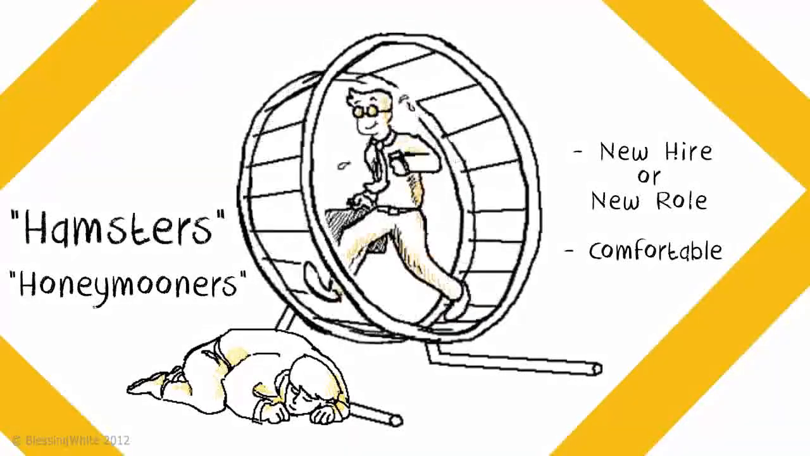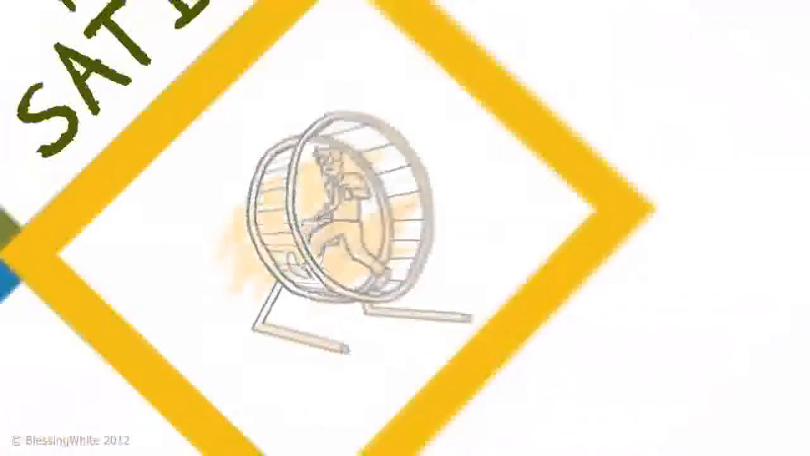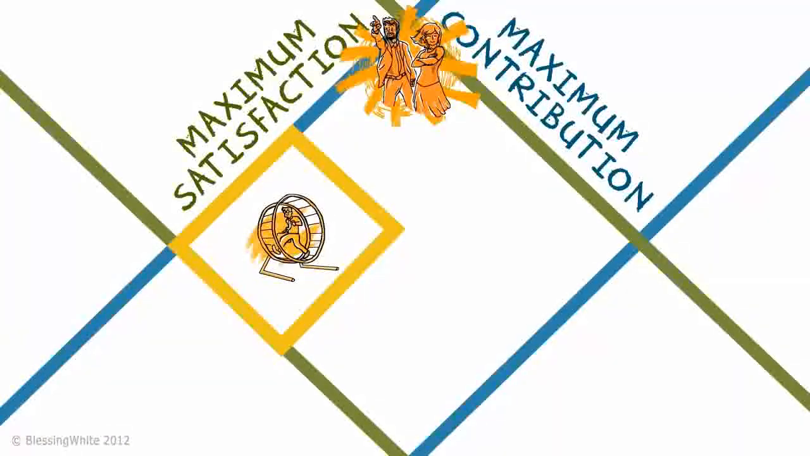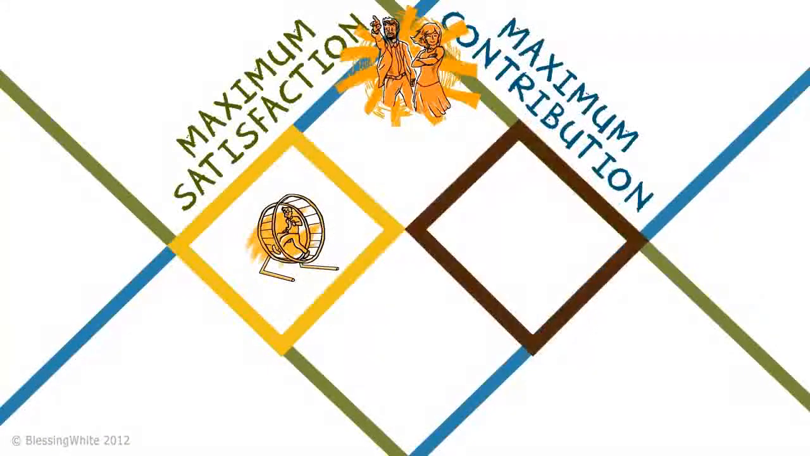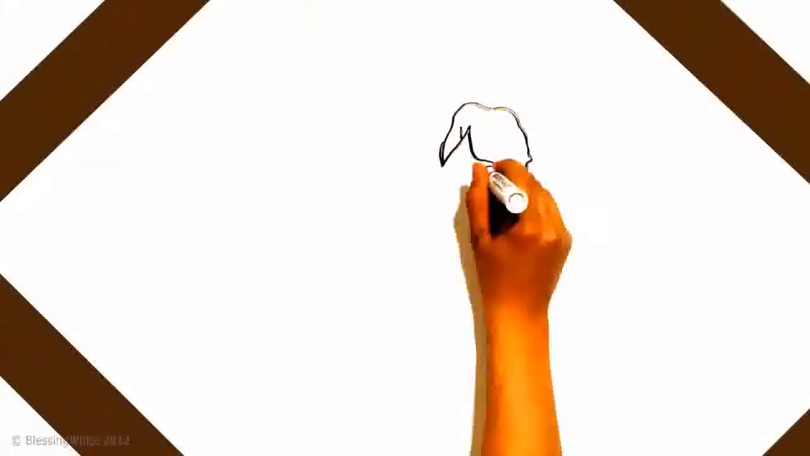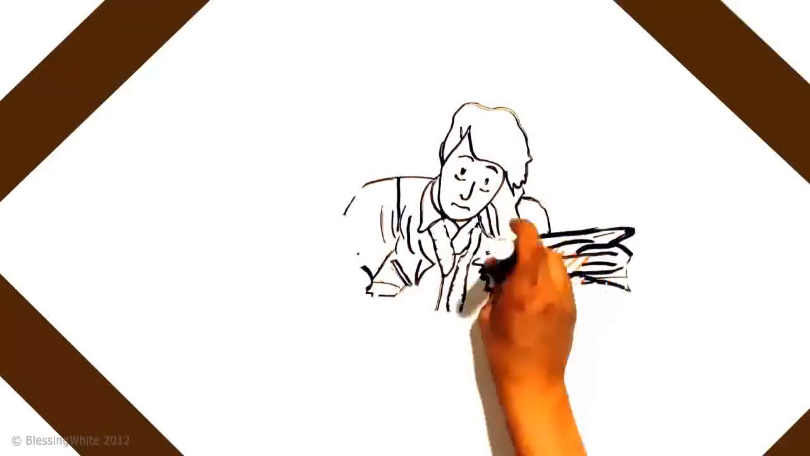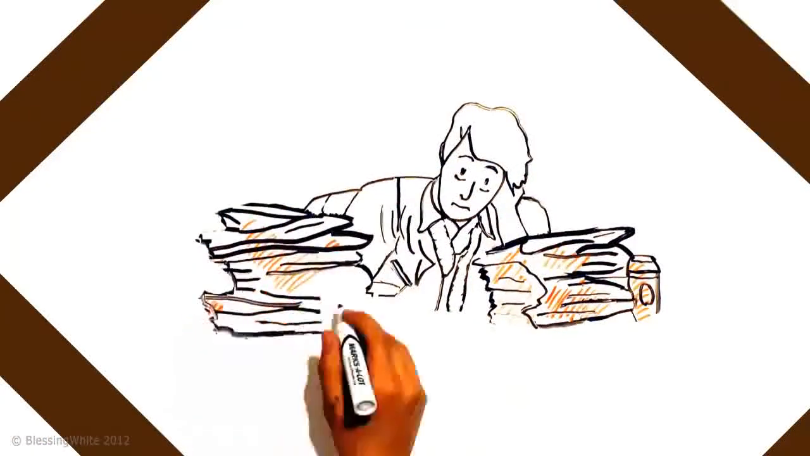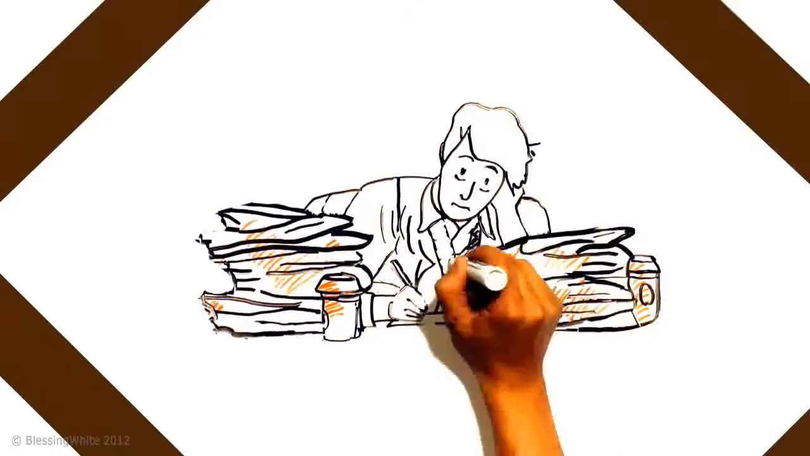On the opposite side of the model, we have individuals who are delivering great results, but for one reason or another, not getting what they want from the work. We call this group the crash and burners. And you need to pay close attention to this group. Clearly, their level of contribution needs to be sustained for the organization to succeed.